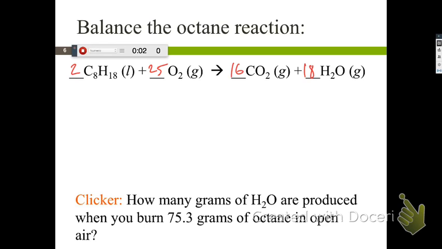All right, we're running out of time. What's our starting quantity in this one? Matthew, do you want to talk me through this? 75.3 grams of octane. 75.3 grams of octane is our starting quantity? That's number one.